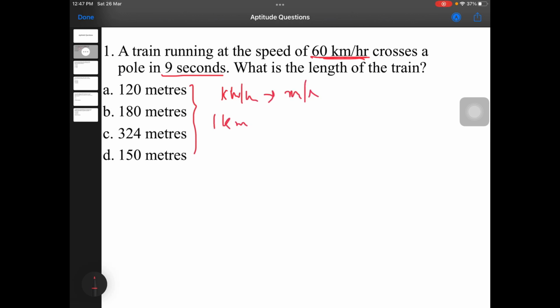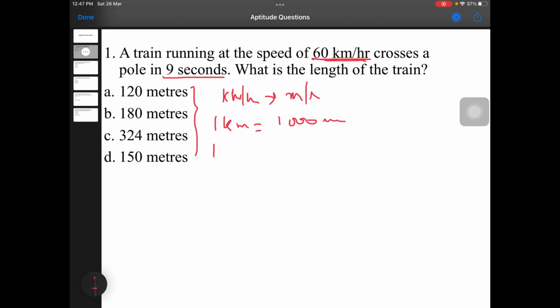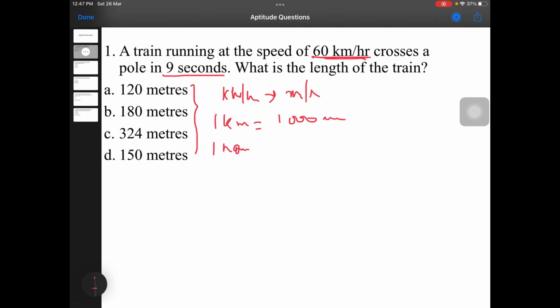1 kilometer is equal to 1000 meters, whereas 1 hour is equal to 60 minutes, and 1 minute is equal to 60 seconds, so we have to multiply it by 60, which is equal to 3600 seconds. So we have to convert this kilometer per hour into meter per second.